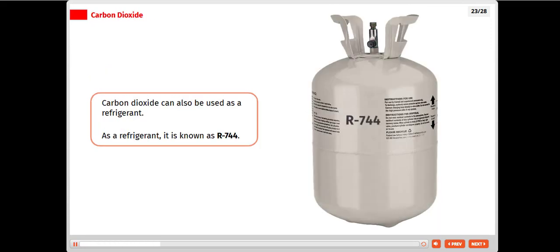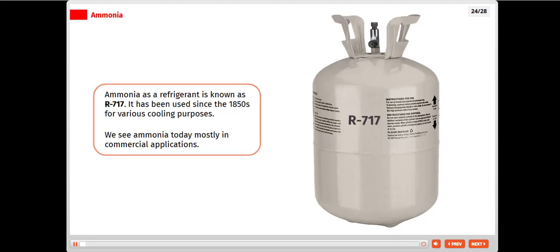Carbon dioxide can also be used as a refrigerant. As a refrigerant, it is known as R744. Ammonia as a refrigerant is known as R717. It has been used since the 1850s for various cooling purposes. We see ammonia today mostly in commercial applications.